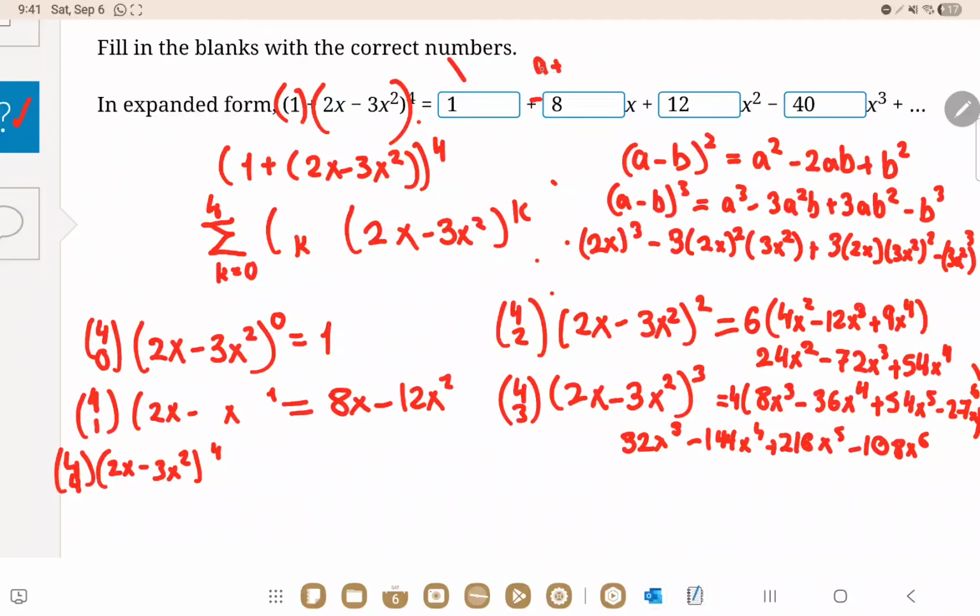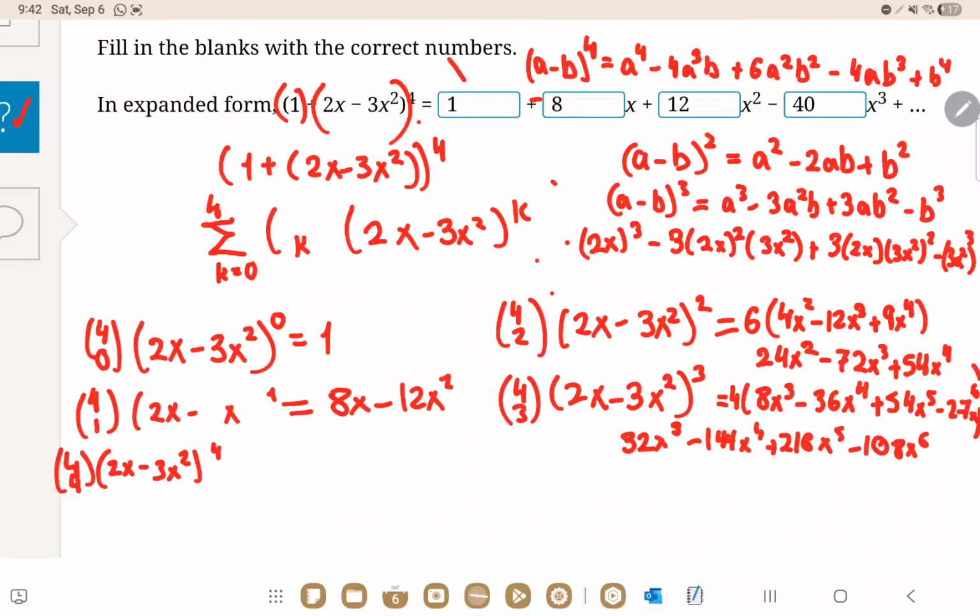A minus B all to the power of 4 would equal A power 4 minus 4A cubed B, then plus 6A squared B squared, minus 4A B cubed plus B to the power of 4.